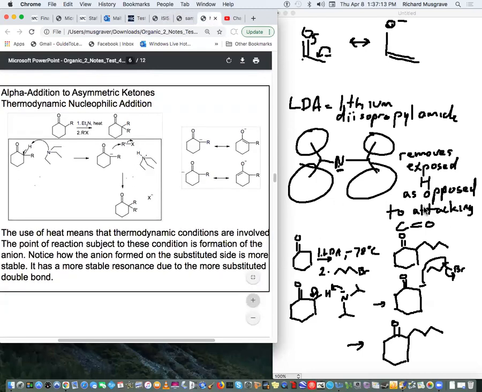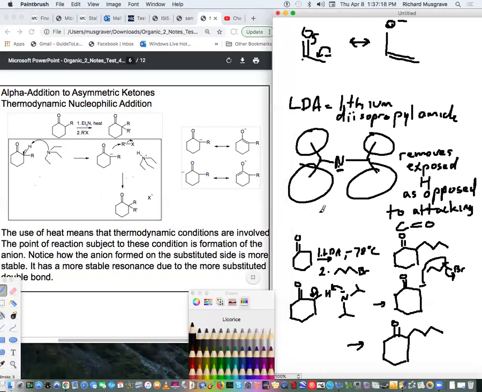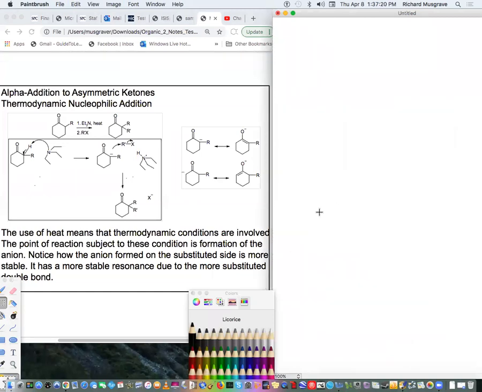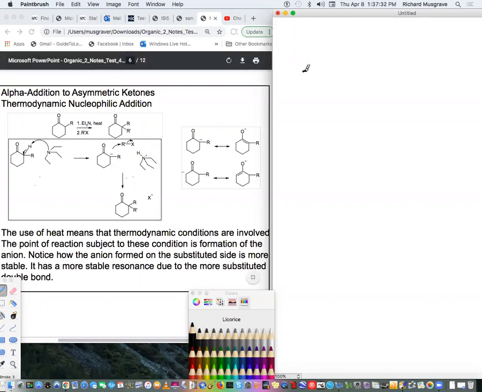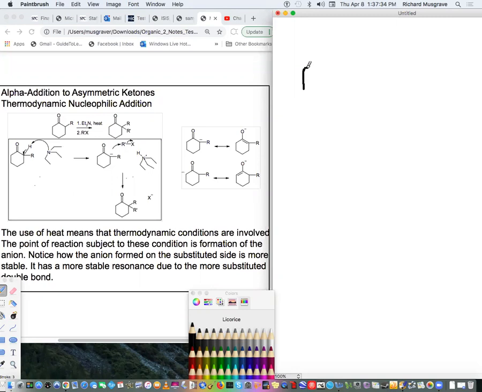All right. So this next one takes advantage of a similar reaction here. And we've got two kinds of alpha addition that we can talk about if we're talking about asymmetric ketones. And by asymmetric, what I'm talking about here is a ketone that has something connected on one side, but not the other. That's asymmetric. The one I just dealt with is a symmetric one.